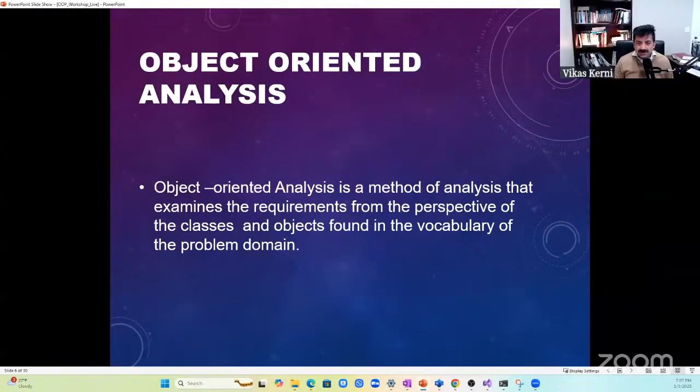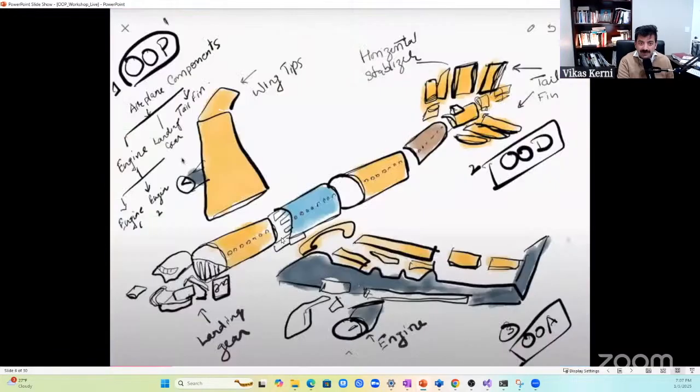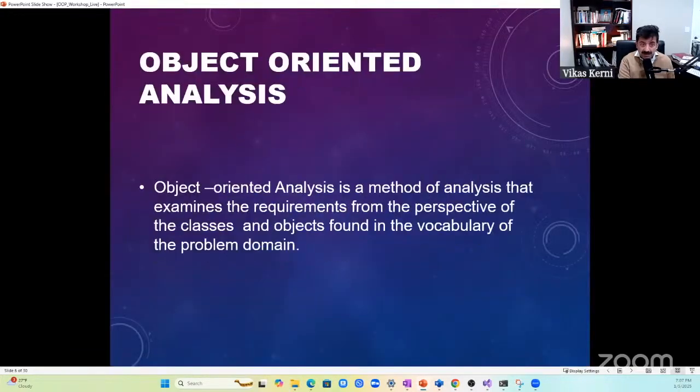What is object-oriented analysis? Object-oriented analysis is a method of analysis that examines the requirements from the perspective of classes and objects found in the vocabulary of the problem domain. As we discussed in the case of the plane, we discovered what the classes are and what the objects are. Like engine is a class. Within engine, there are multiple instances of the engine. So that was a basic definition of object-oriented analysis.